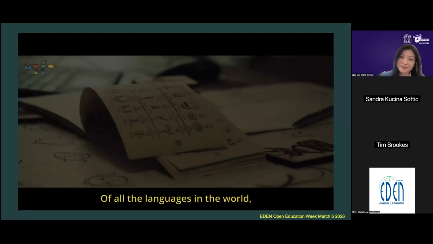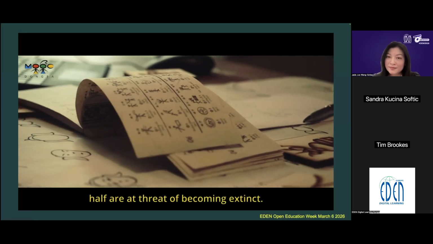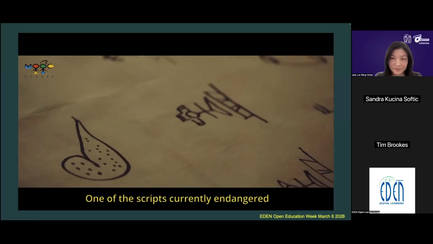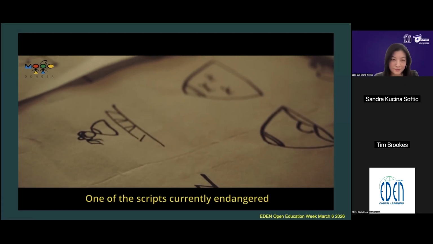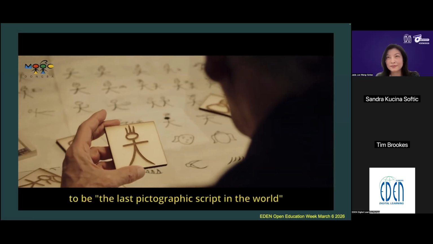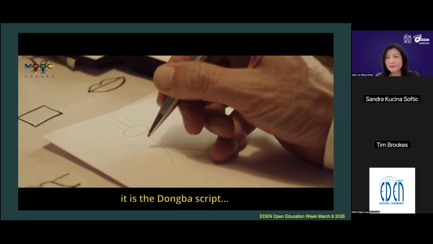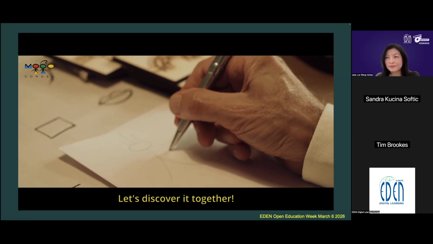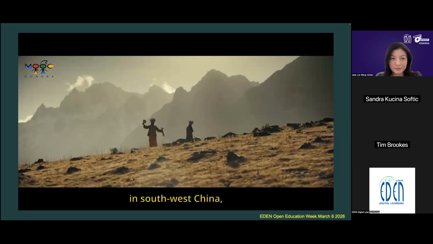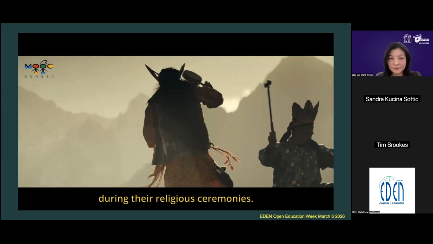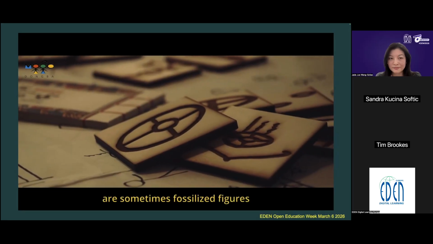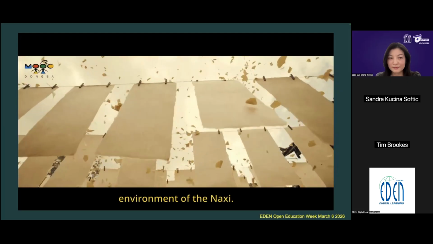Of all the languages in the world, half are at threat of becoming extinct. On average, one language disappears every 2 weeks. One of the scripts currently endangered is strongly original. It is said to be the last pictographic script in the world. It is the Dongba script. Let's discover it together. The Dongba script is used among the Nashi people in southwest China by Dongba priests during their religious ceremonies. Dongba characters are sometimes fossilized figures of the natural and cultural environment of the Nashi.